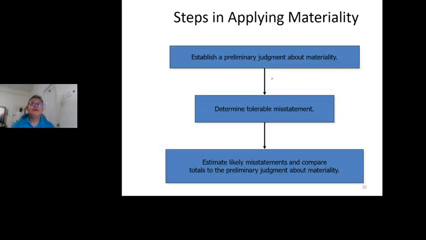Right. So what are the steps in applying materiality? The first one is you need to establish a preliminary judgment of the materiality. You need to judge first. Then you need to determine the tolerable misstatement, whether it's 10 million, 1 million, or 100,000. The next thing is you need to estimate the likely misstatement compared to the total preliminary judgment about materiality. How likely it is going to happen. So these are the steps of applying materiality.